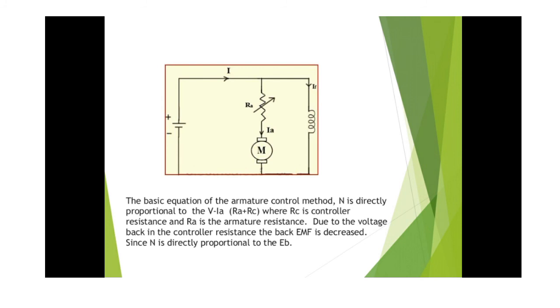The basic equation of the armature control method: N is directly proportional to V minus Ia(Rc plus Ra), where Rc is the controller resistance, meaning variable rheostat, and Ra is the armature resistance. Due to the voltage drop in the controller resistance, the back EMF is decreased, since N is directly proportional to Eb. By using this method, we can control the speed of motor below rated speed.